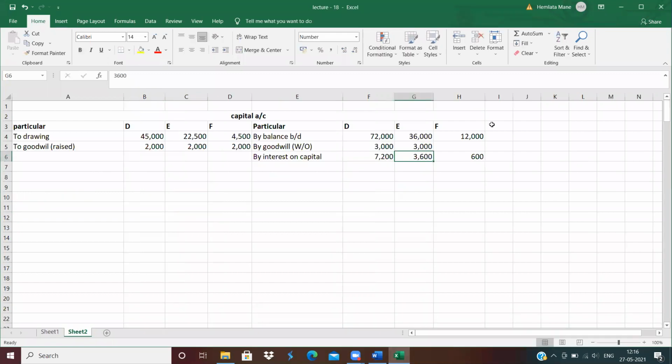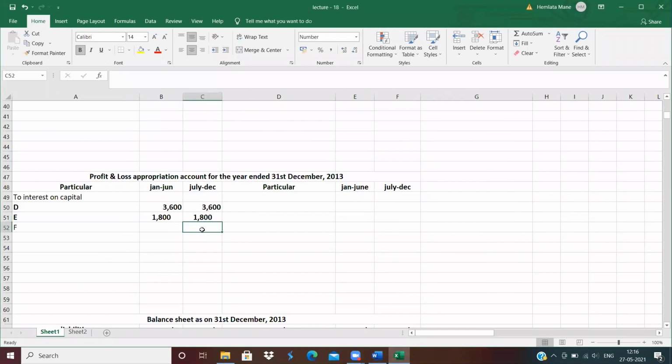Now, next partner, F. F is admitted after 6 months. So directly write down the amount after 6 months, 600. Clear? Clear all of you how to write? Okay. Distribute the amounts equally: this is the amount of D, this is the amount of E, and this is the amount of F. Directly write down in the next column. Why? Because F is directly admitted after 6 months.